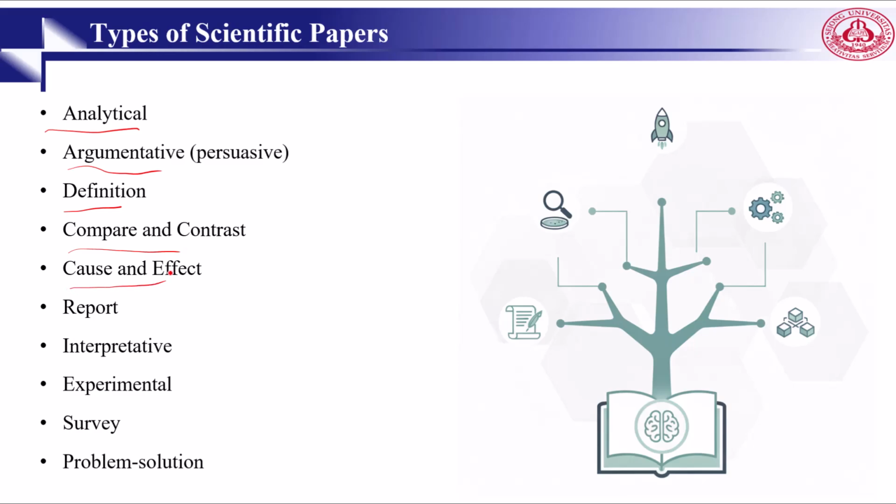Then we have cause and effect papers. They investigate relationships between variables. How? By identifying why something happened and what consequences follow. Then we have reports. They present factual findings from experiments, observation, or analysis in a straightforward and structured format.